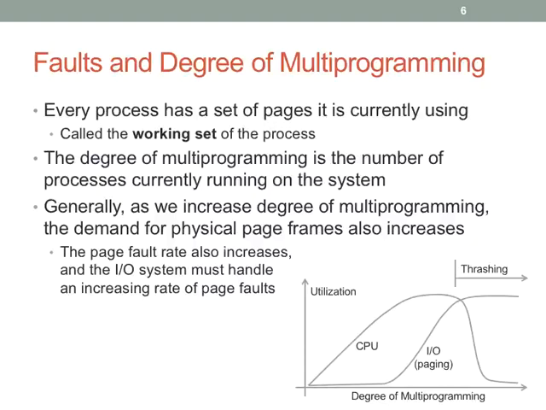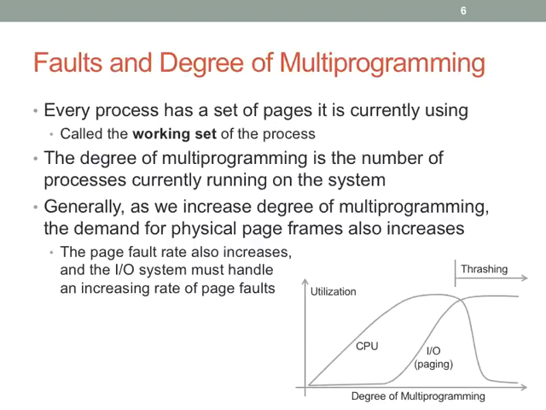You add processes to the system, the CPU utilization increases to 100%. But at some point, if the processes are using a lot of memory, they're accessing a lot of memory, you will also see the page fault rate increase until it hits some point where suddenly the CPU utilization drops precipitously because the I/O system is fully maximally utilized. And that's where we say the system is thrashing.